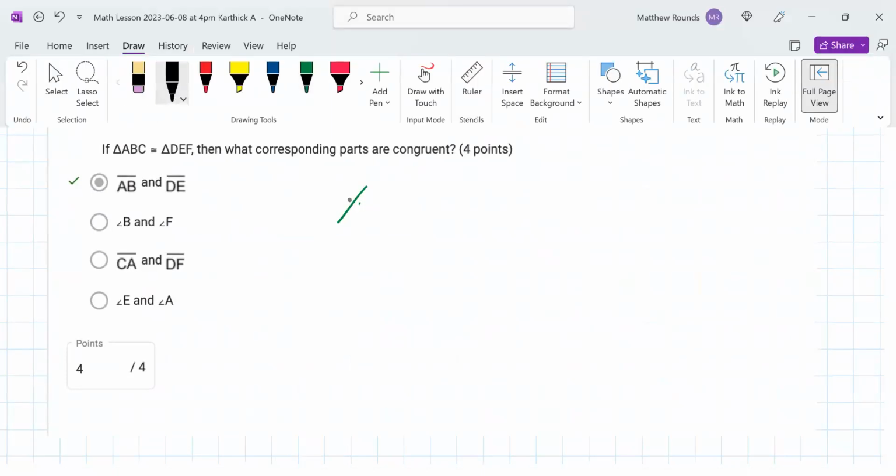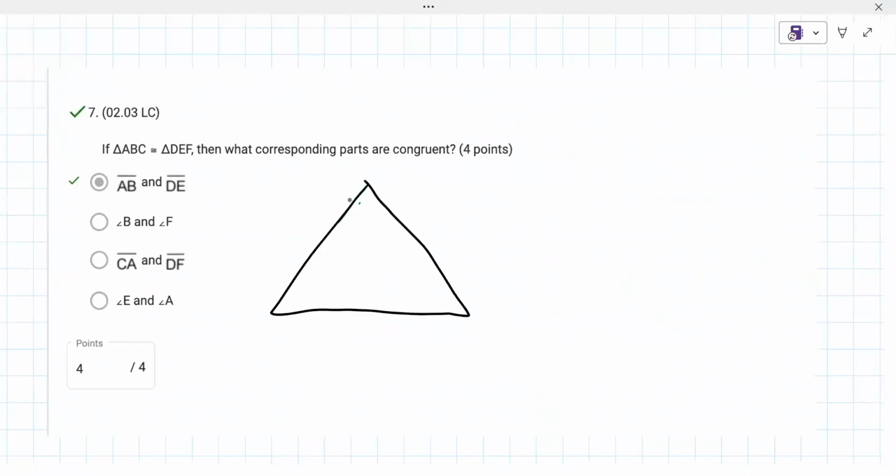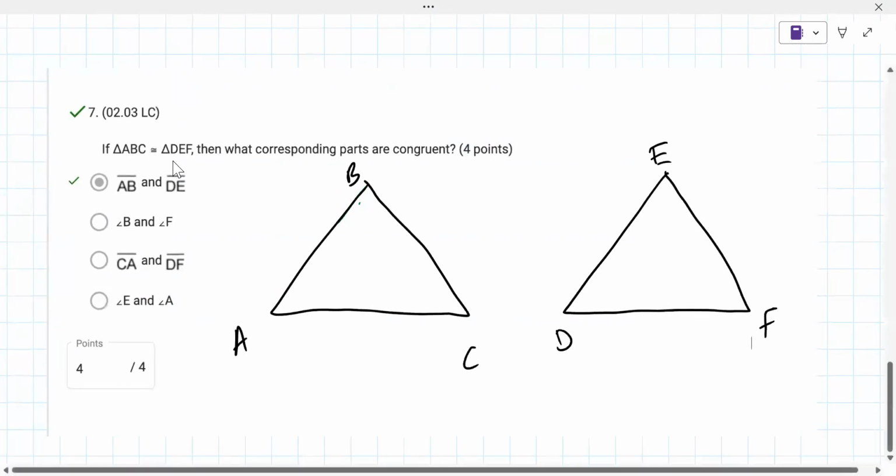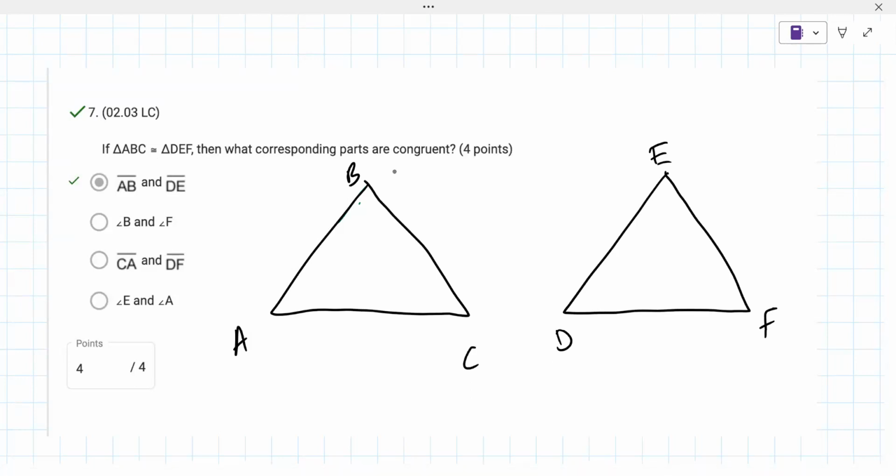When you draw, it's important to actually draw these two triangles, and we're going to label them in the same order: A, B, C, D, E, F. Okay. Now it's clear when you're drawing it like this, but then the order matters. Like if you're going from A to B is congruent to D to E, but you're going in that direction.